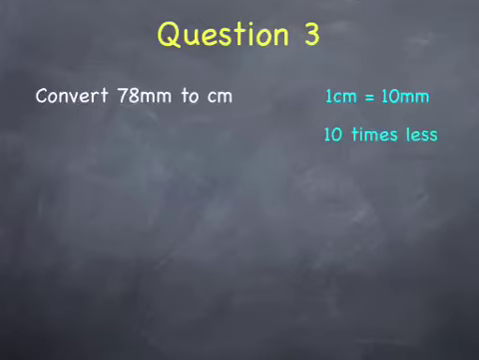And we're going from millimetres to centimetres. Now millimetres are tiny, so there's lots of them, and centimetres are pretty small, but there's going to be less of them compared to millimetres. So if there's going to be less of them, we need to divide. Okay, so we're actually going to divide by 10. So 78 millimetres divided by 10 equals 7.8 centimetres.